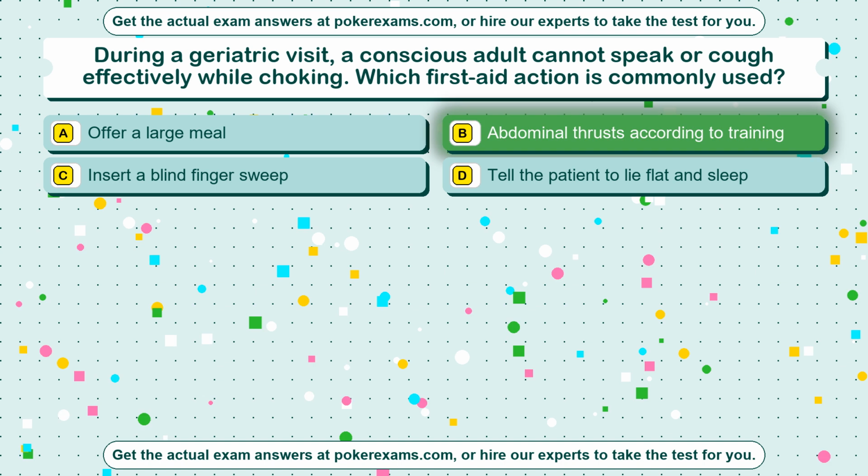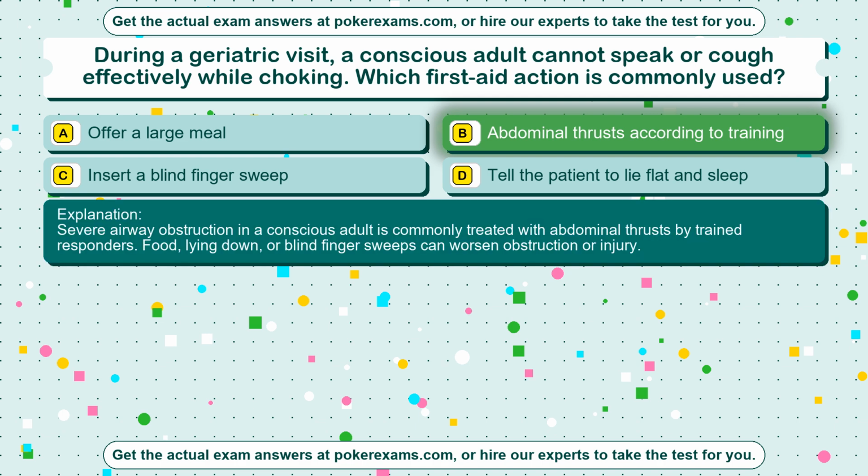The correct answer is option B, abdominal thrusts according to training. Severe airway obstruction in a conscious adult is commonly treated with abdominal thrusts by trained responders. Food, lying down, or blind finger sweeps can worsen obstruction or injury.